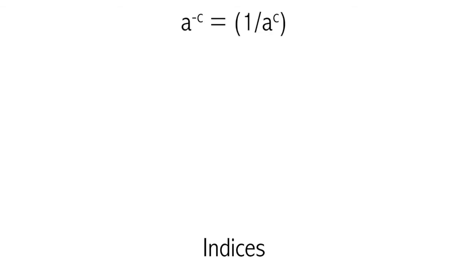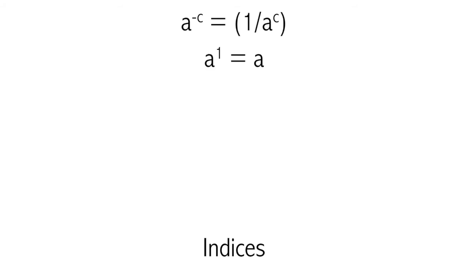So there are a number of laws. A raised to the negative c is equal to 1 by a raised to the power c. What I'm saying is, if the question says 3 raised to the power minus 5, it is the same as 1 divided by 3 raised to the power 5. So the base just goes to the denominator of the unitary fraction and the exponent becomes positive.